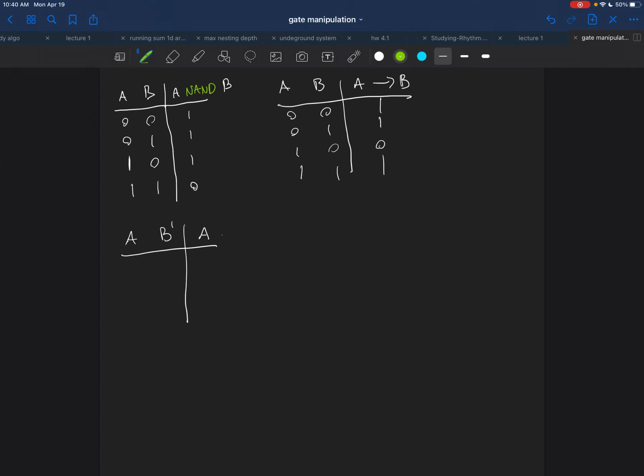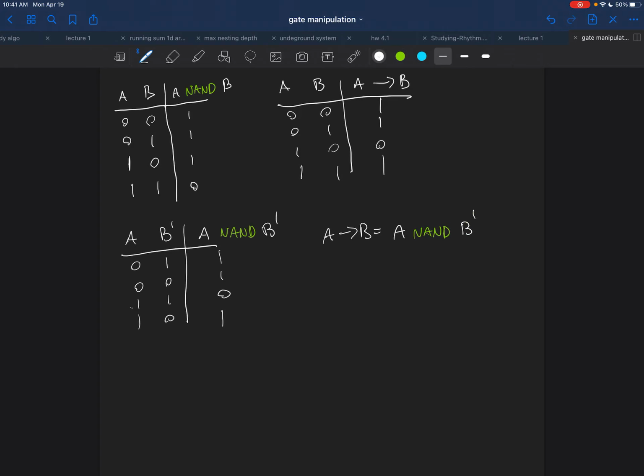Drum roll. And for B, we invert the 0, 1, 0, 1 to get 1, 0, 1, 0. And sure enough, the one row is here, and it's false, and the rest is true. And we have this being true, matching. So we can say A implies B is equal to A and B prime.